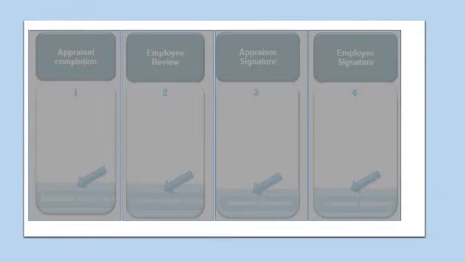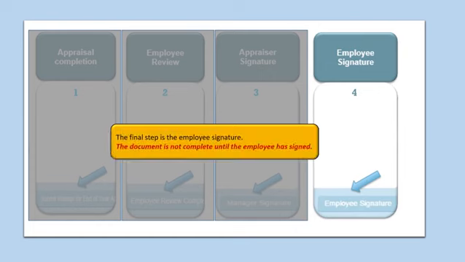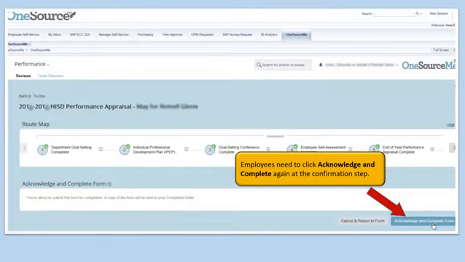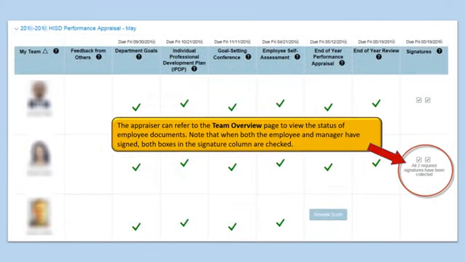The final step is the employee signature. The document is not complete until the employee has electronically signed. The employee may choose to enter comments before signing. Their signature is indicated by clicking the Acknowledge and Complete Form button, then clicking the Acknowledge and Complete Form button again at the confirmation screen. The appraiser can refer to the Team Overview page to determine the status of employee documents.